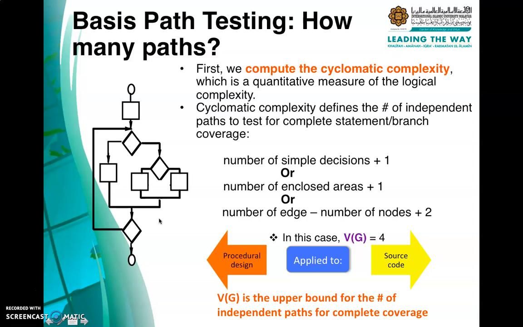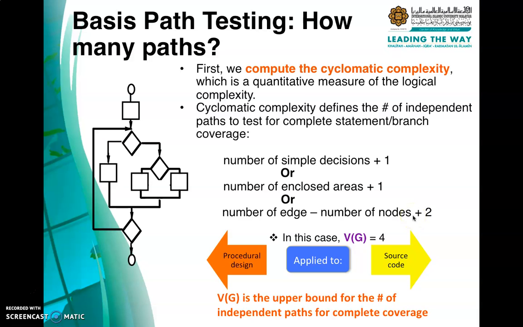flow chart is 4. Another way to calculate the cyclomatic complexity is by counting the number of enclosed areas, or regions. For example, here the enclosed areas are 1, 2, and 3. Enclosed areas only, so the outer region here is not counted. So there are 3 enclosed areas plus 1, that is 4. So these are the three different formulas to get the cyclomatic complexity.